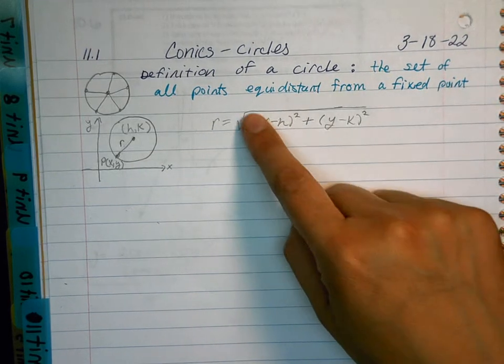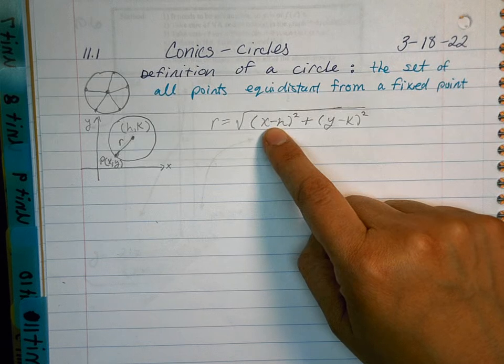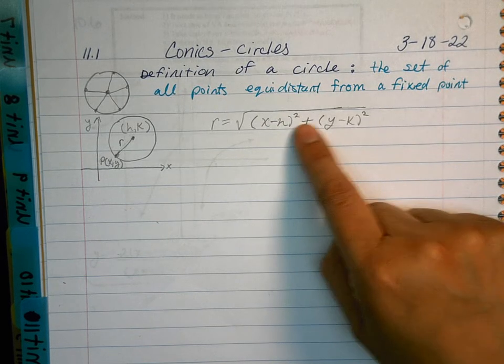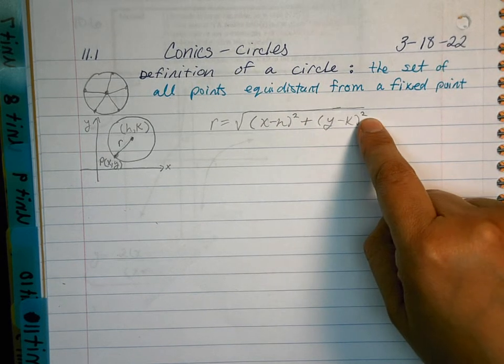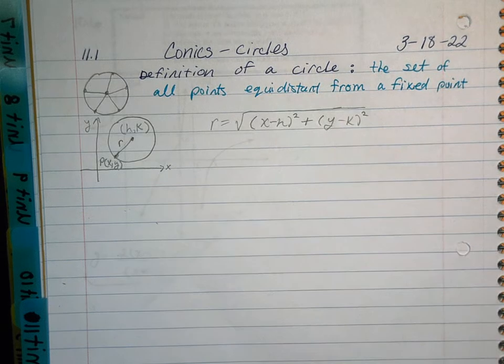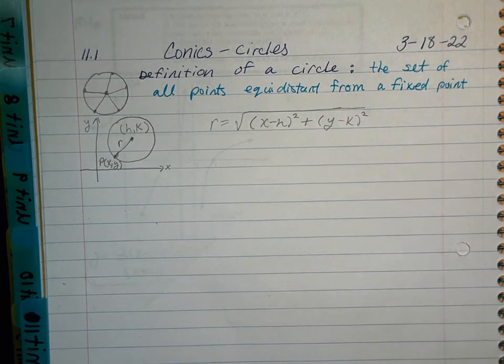That's the distance formula. D for distance, I'm using R in this case. D equals the square root of the difference between the x values, quantity squared, plus the difference between the y values, quantity squared. Does any of that come back to you guys? You guys remember the distance formula? Have you used it in other classes before? Maybe not. It's okay.